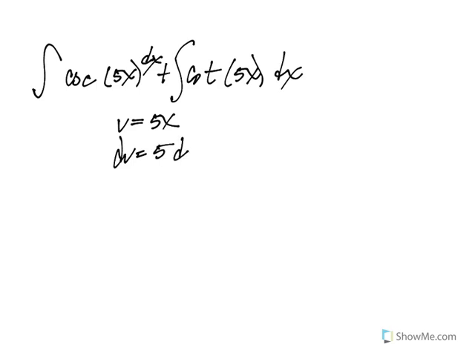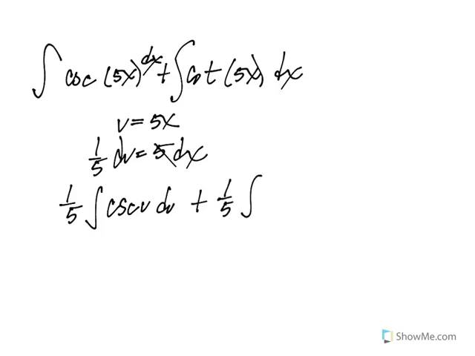My du then turns out to be 5 dx. Neither one of those has a 5 on the outside, so I'm going to divide both sides by 5. And now when I do the substitution, I get 1/5 times the integral of the cosecant of u du plus 1/5 the integral of the cotangent of u du. And I've got formulas for both of them.